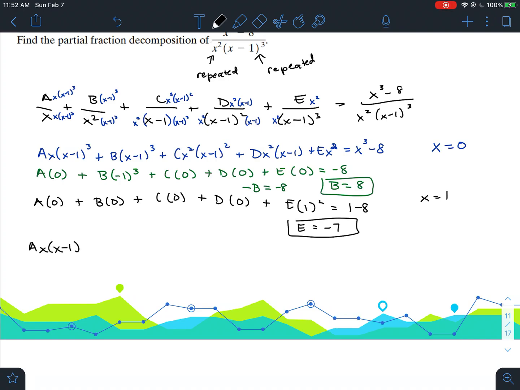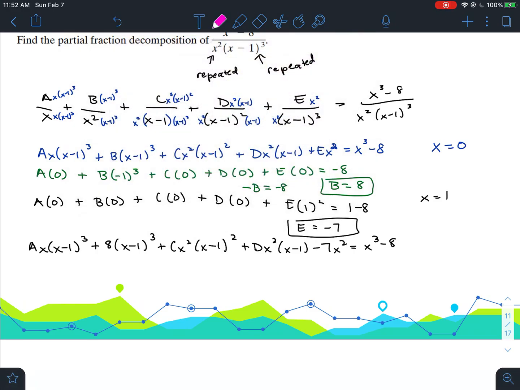So let's rewrite this. So we know e and b now. So this is going to be a times x minus 1 cubed plus b is 8, so plus 8 times x minus 1 cubed. And then plus c times x squared times x minus 1 squared plus dx squared times x minus 1. And then e is negative 7, so minus 7x squared equals x cubed minus 8.